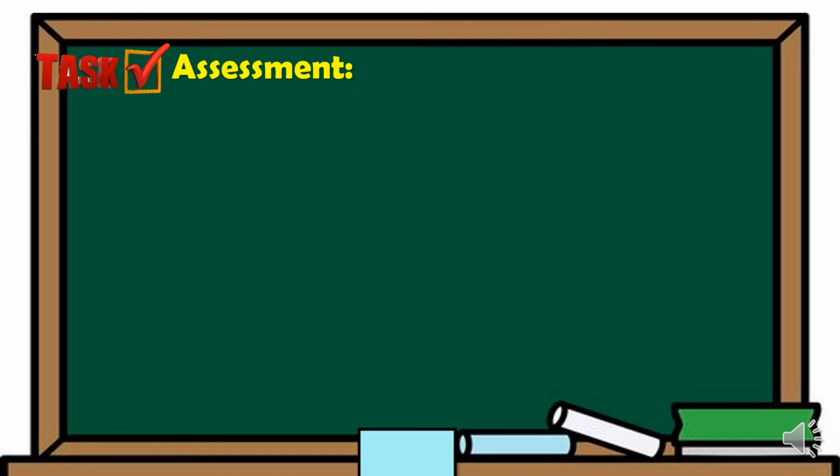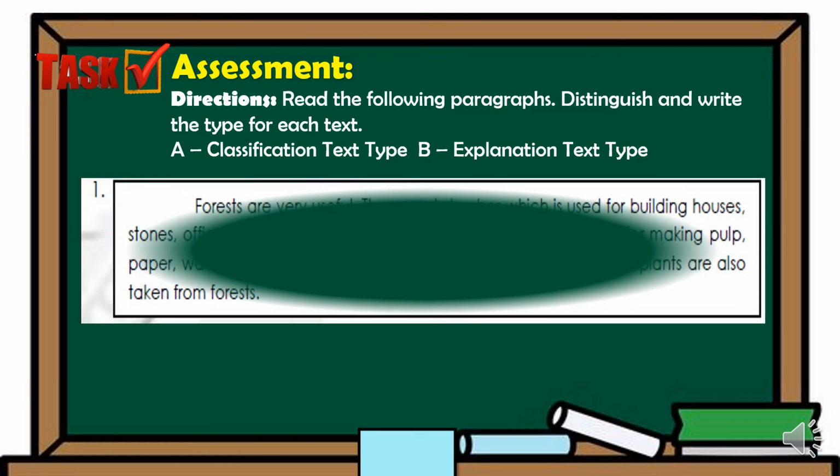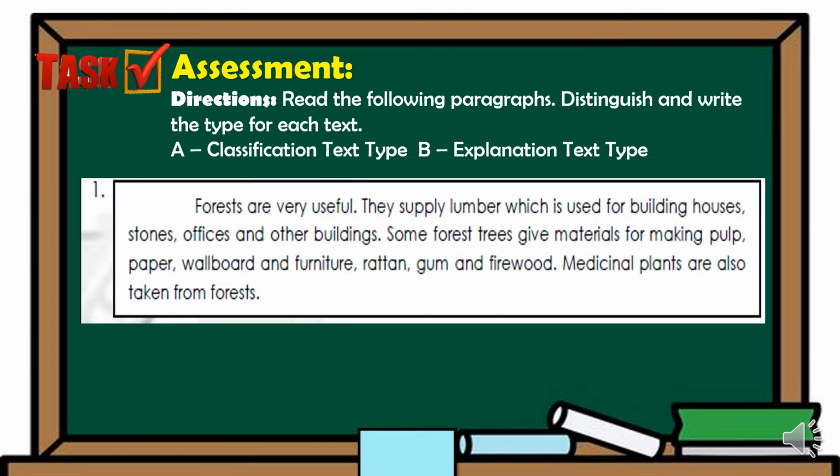Let us move on to assessment. Directions. Read the following paragraphs. Distinguish and write the type for each text. For letter A, classification text type. And then B, explanation text type. So here is the number one paragraph.